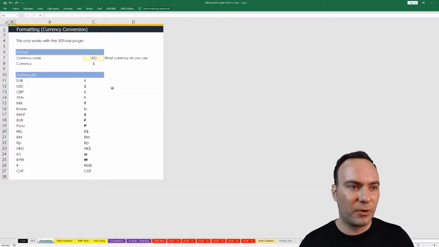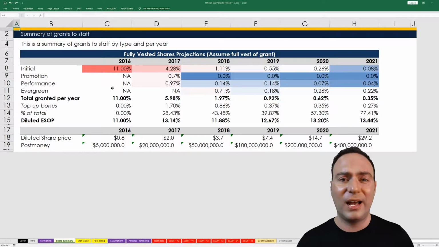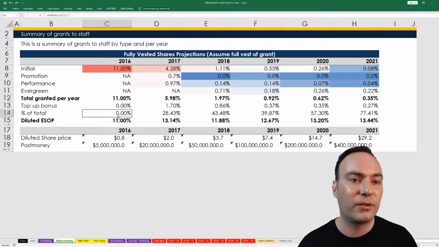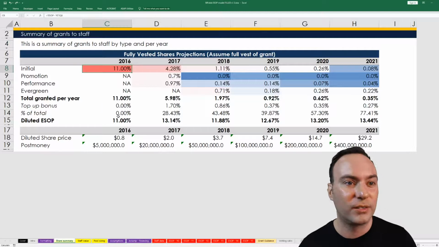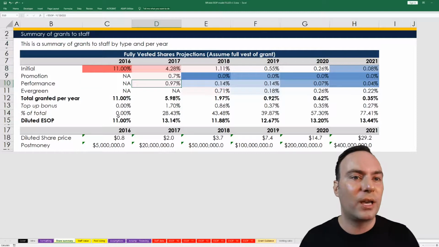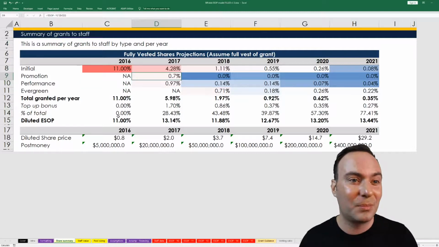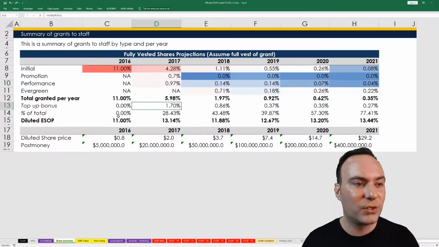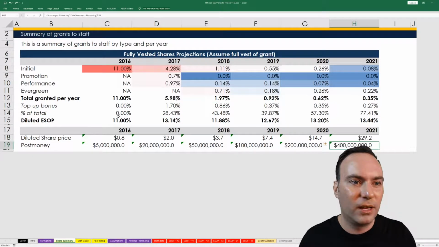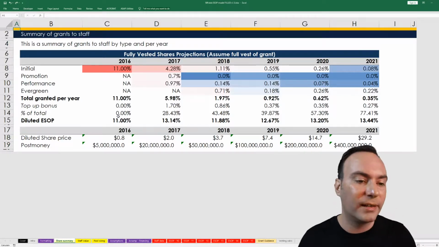Next sheet, share summary. This is literally just a summary output, the high-level overview of what's going down in Funky Town at your startup over time. So you'll see that the diluted ESOP is 11% or 13% or whatever it is over time. You can see that for your first initial grant, you gave people 11%. You didn't do any promotion and performance in the first year. You did that in the second year. So you gave out 0.47% of the company in promotions, 0.97% in evergreen grants, top-up bonuses, etc., what the share price is, what the post-money valuations are. It's just a summary sheet. That's it. You don't have to touch anything with it. You just have to look at it and understand it.